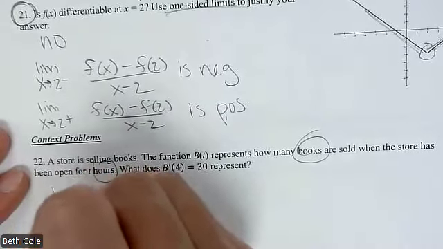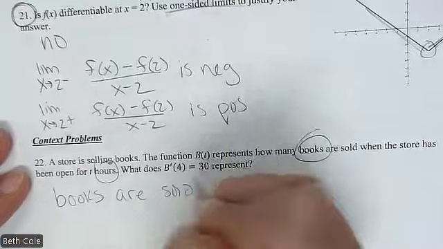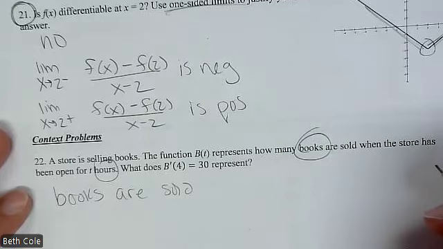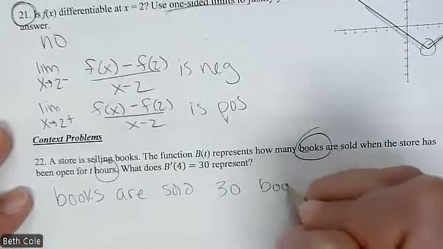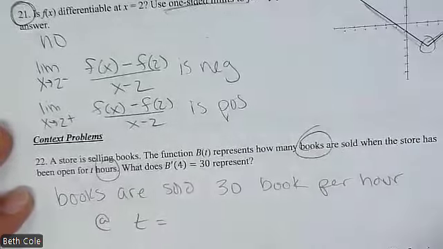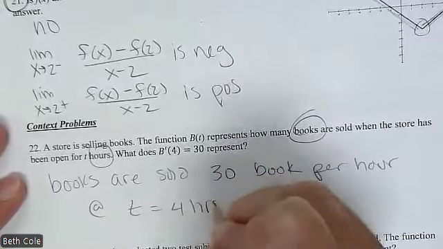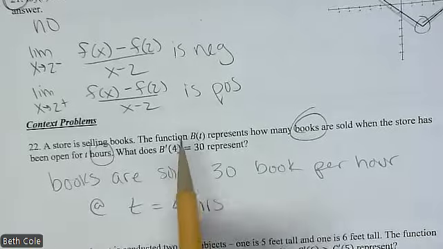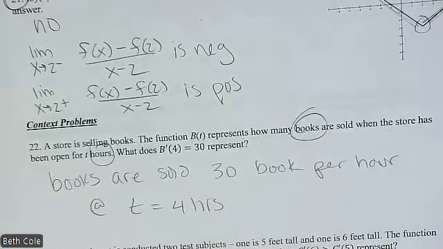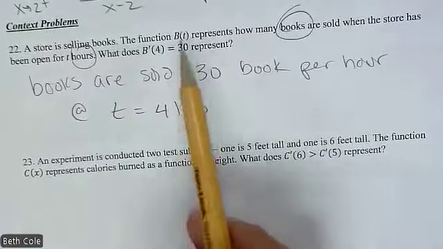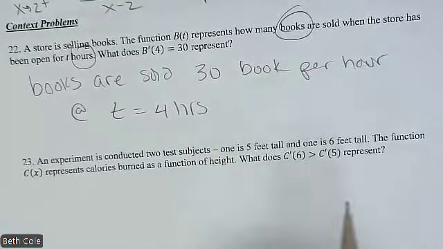So I'll start the sentence for you. Books are sold at what rate? 30 books per hour at time what? 4 hours. So at time 4 hours, they're being sold at 30 books per hour. B prime of 4 equals 30. There's a 4 and there's a 30. 30 books per hour. All right, work with me.